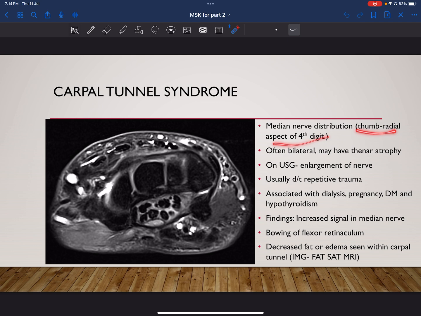Thumb and radial aspect of 4 digits, often bilateral, may have thenar atrophy. On ultrasound, there is enlargement of the nerve. Usually occurs due to repetitive trauma, associated with dialysis, which is a very important risk factor, pregnancy, diabetes, and hypothyroid. There is increased signal in the median nerve and bowing of flexor retinaculum. Right, so this we just saw on fat sat MR, there is edema.